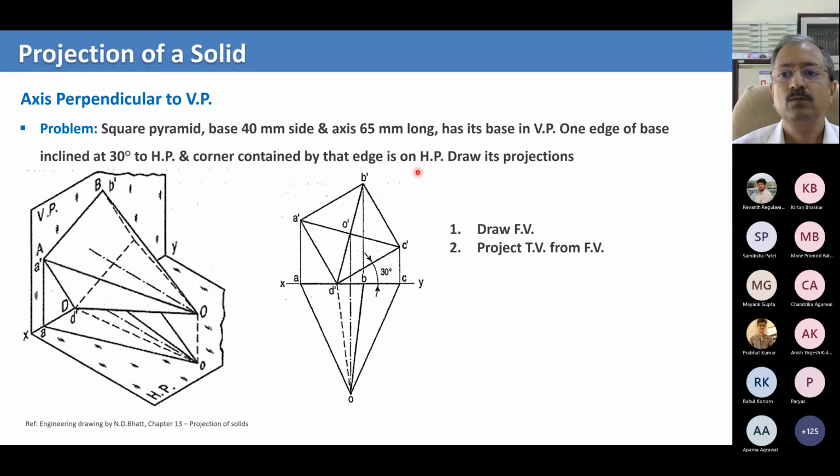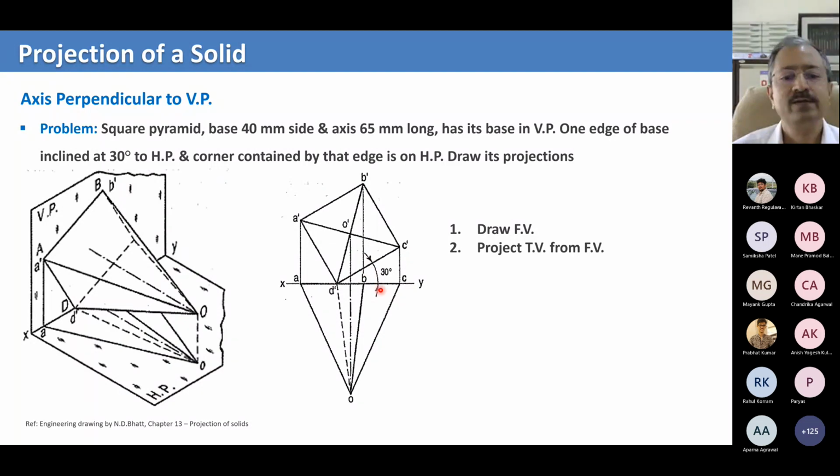What is it saying? One edge of the base. So this base is not exactly this ABCD. An easier option would be if one of the edges of the base were parallel or perpendicular to the reference planes. No, we are making it slightly complicated. This square pyramid is also tilted, or turned, rotated with respect to the vertical plane. How much rotated? 30 degrees here.